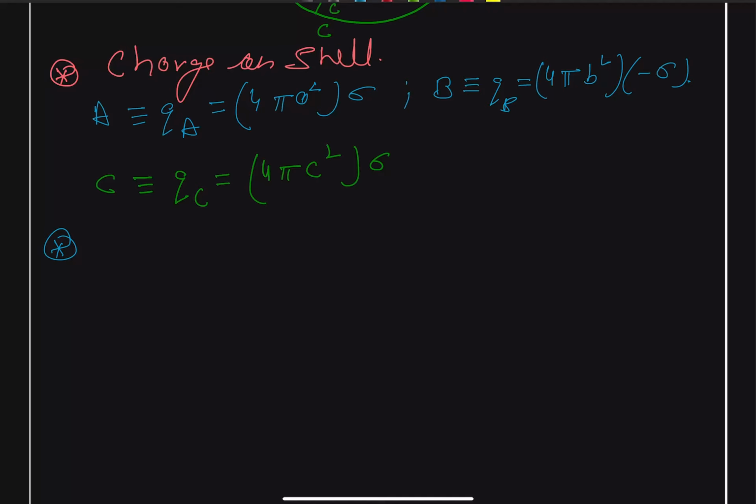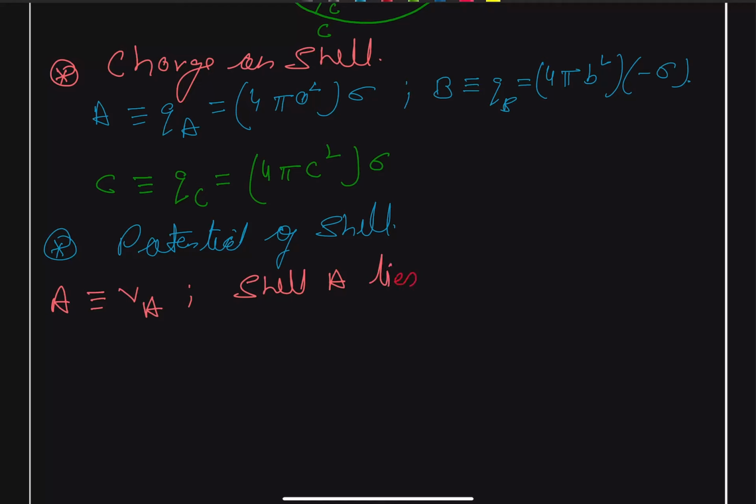So let us start with A. You can see the potential of shell A. Let us call that our VA. And for VA, we have to remember that this shell A is inside shell B as well as shell C. So you can say that shell A lies inside B and C.